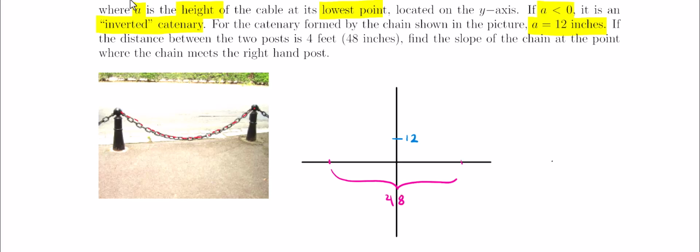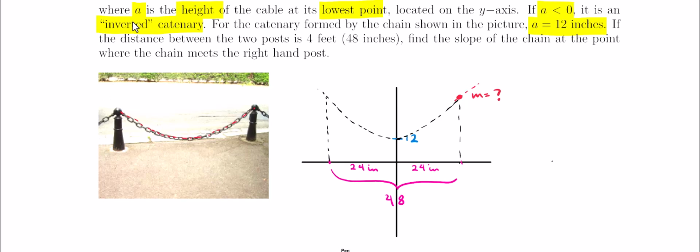So that means on the right-hand side, this length is 24 inches, and this length here is also 24 inches. Now let's go ahead and form the catenary. So here is my pole. Here is the right pole. And here we have the catenary. It's an exaggeration here, but it serves a purpose. Okay, so what we're trying to do here is find the slope of the chain at the point where it meets the right-hand post.